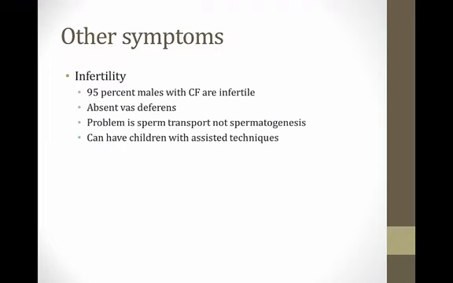About 95% of males with cystic fibrosis are infertile, and it's important, especially for step 1, that you know the mechanism of this. This is because they have an absent vas deferens. So we don't know exactly why this happens, but we believe the CFTR protein is important in development in the fetus of the vas deferens. So it fails to develop, and recall that the vas deferens is what carries sperm from the testes to the penis. So these children have a problem with sperm transport, not spermatogenesis. And when they get older, they can have children with assisted techniques because the sperm are being developed.